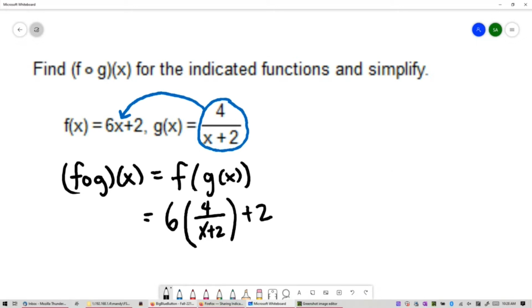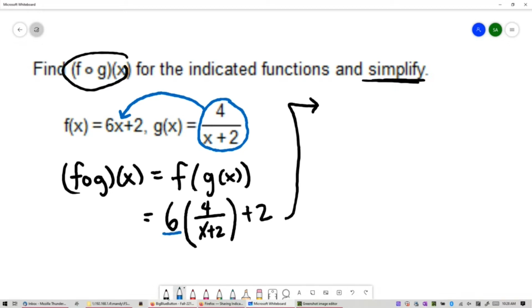And this is f composed with g, but we also want to simplify. So to simplify, I'm going to start by treating this 6 as a 6 over 1. And when we multiply fractions, we multiply the numerator times the numerator and the denominator times the denominator. That's going to give 24 over x plus 2 plus 2.